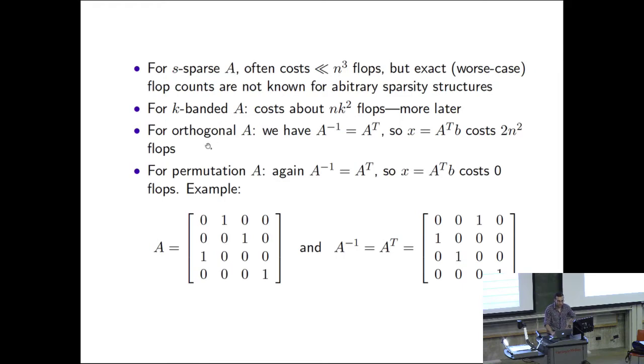For an orthogonal matrix, inverting the matrix, so solving the linear system, is the same as multiplying by the transpose. That's a consequence of having orthonormal columns. So it's just back to matrix-vector multiplication, order n squared. And for a permutation, we might think of it as somehow being linear, but it costs 0 flops as per the strict definition of flops.